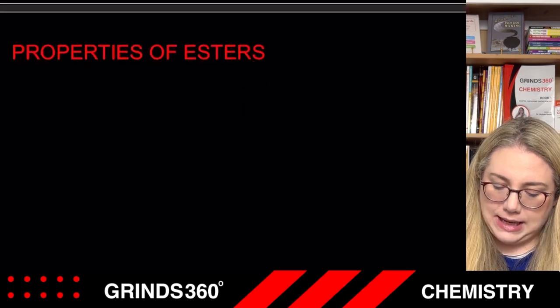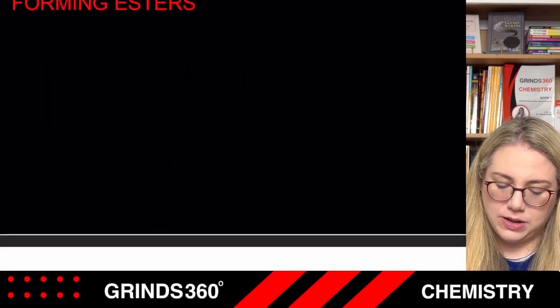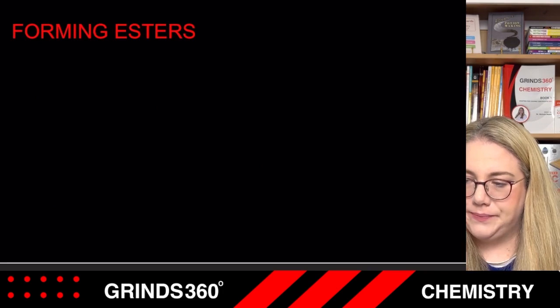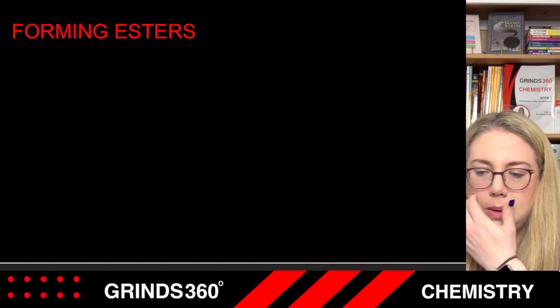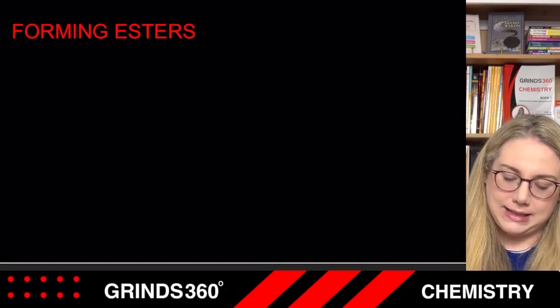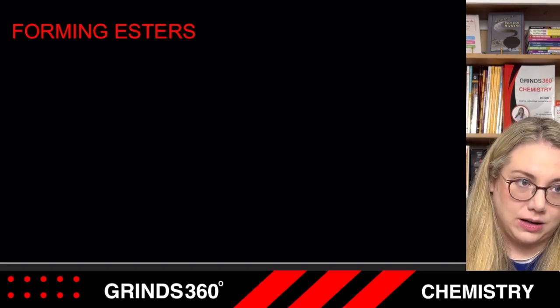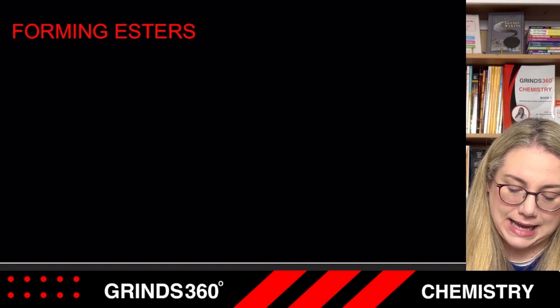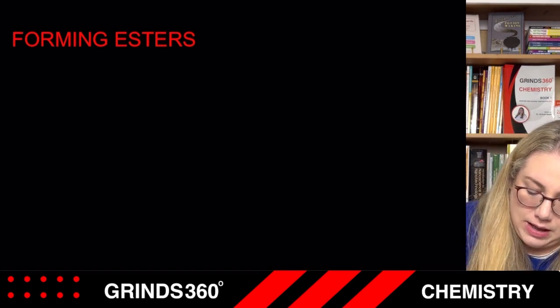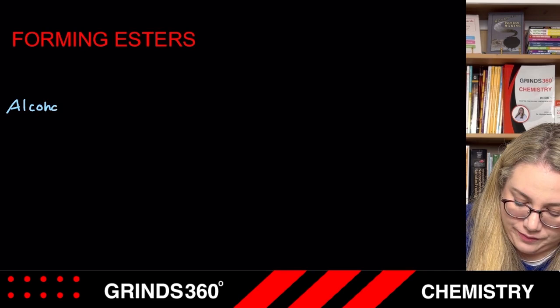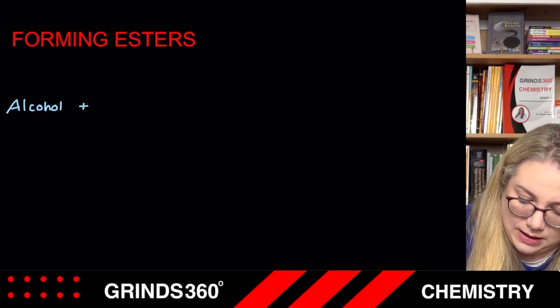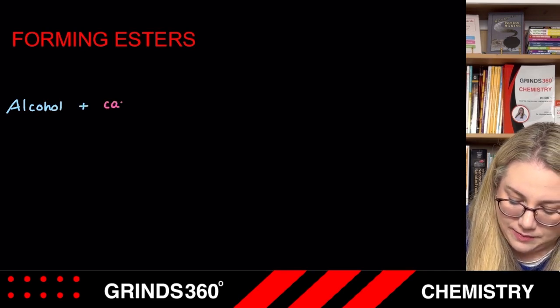Right, let's have a talk about forming esters. Now, in order for an ester to be formed, you have to start with two molecules. And it's formed when an alcohol reacts with a carboxylic acid. So we have an alcohol plus a carboxylic acid.